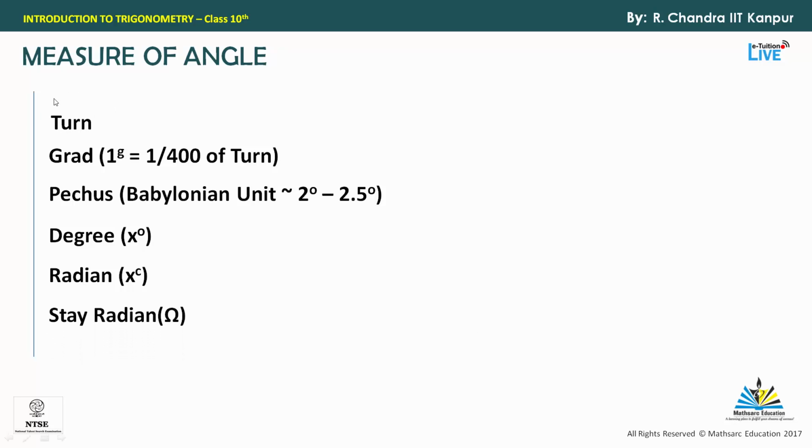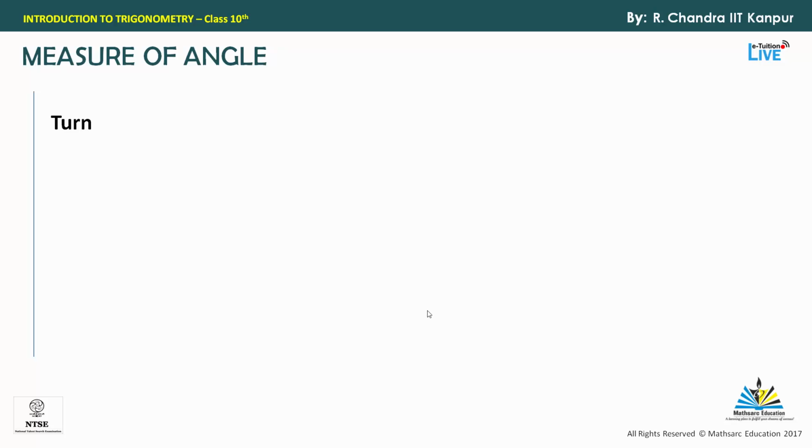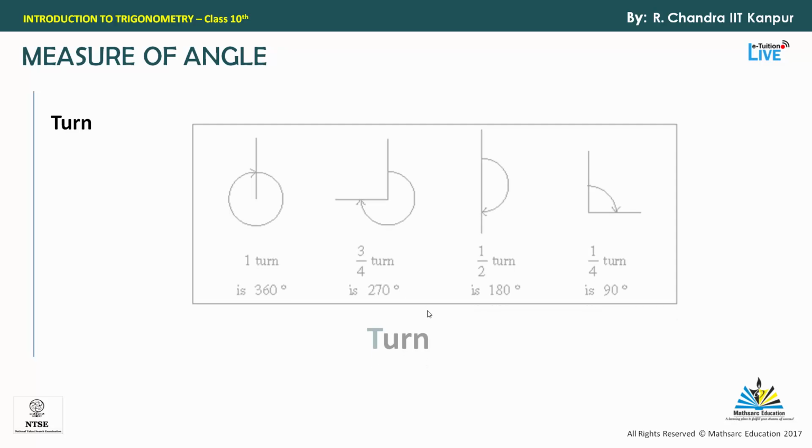Turn was the initial unit that people used to measure the angle between two rays, and then we got grade and pitches at the time of the Babylonians. But nowadays degree, radian and steradian are commonly used. Gradient was the angle that is 1 by 400 of a turn, and these angles are less used nowadays. So let's move on, one by one, to how to measure these angles.